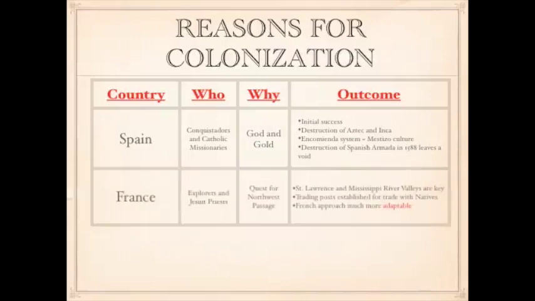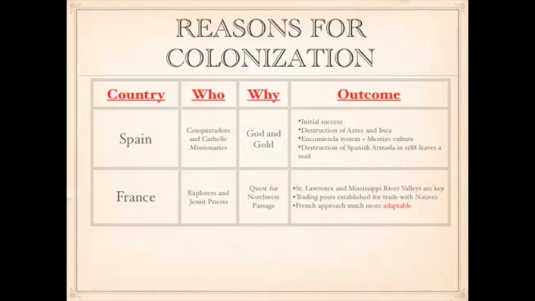So as I said before, France is going to look for this Northwest Passage. So they're going to send explorers and Jesuit priests over. But remember, they're not here to settle. They're not here to really cause long-term settlements. They're really just looking for a way through. So the St. Lawrence and Mississippi River valleys are going to be the key to those explorations. And they're just going to set up trading posts for trade with these natives. They're going to trade especially furs from beaver pelts. And eventually they'll trade other things like tobacco and fish. But for the most part, you're looking at them trading fur, which was very valuable in Europe.